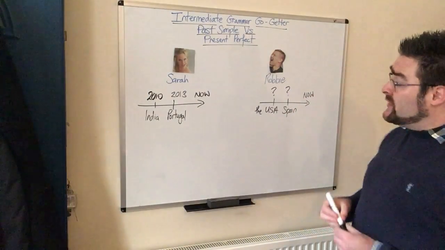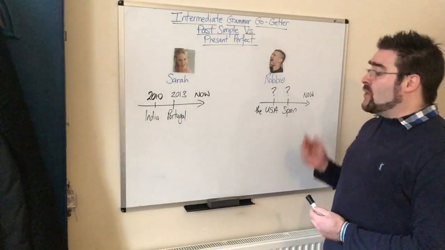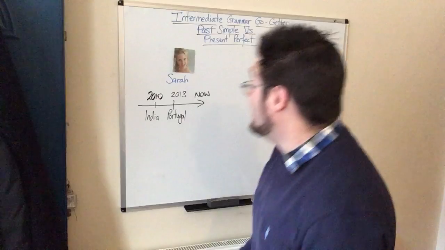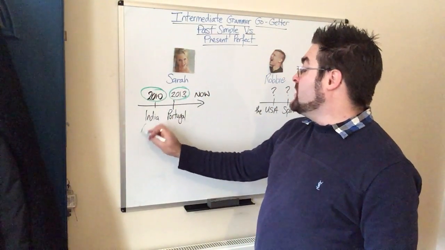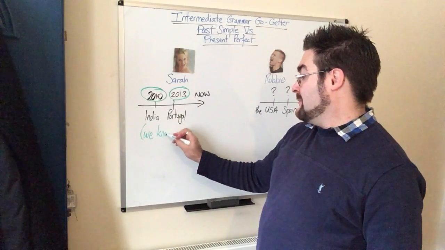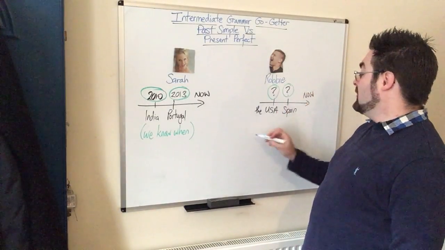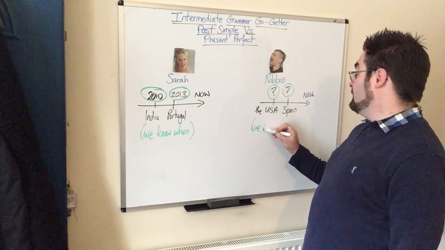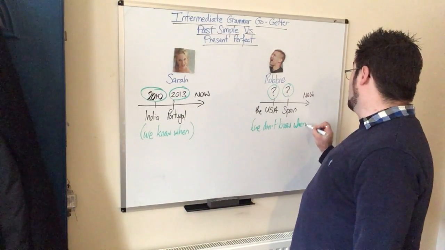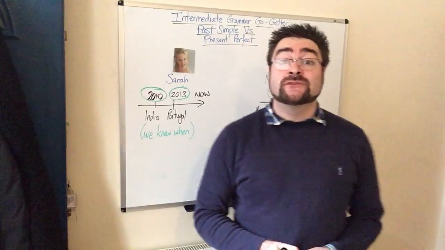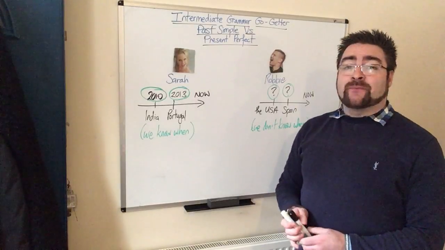And now say to the students, what is the difference between these two? Okay, the countries are different, but what else is different? And what you want them to say is that here we know when. But here we don't know when. Or it's not important when it happened. And that's your first difference between the past simple and the present perfect.